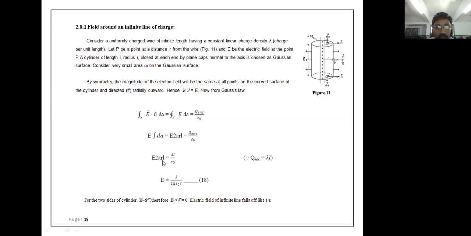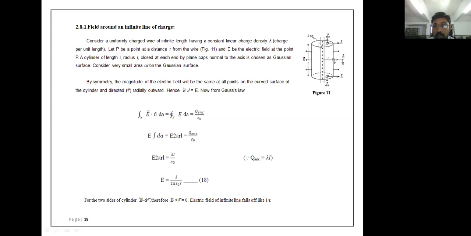Here in this step, the length on the left hand side and the length on the right hand side are both the length of the cylinder, therefore it gets cancelled out, and the remaining term on the left hand side, 2 pi r, goes to the denominator on the right hand side. So E is equal to lambda upon 2 pi epsilon 0 r. This is equation number 18. Now we have studied the case of the area on the curved surface.